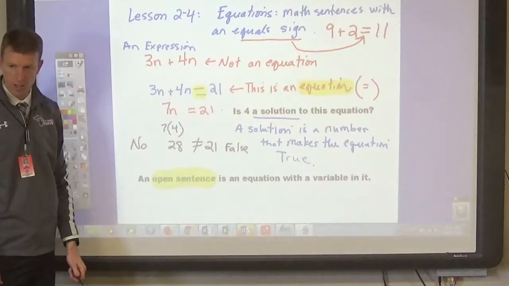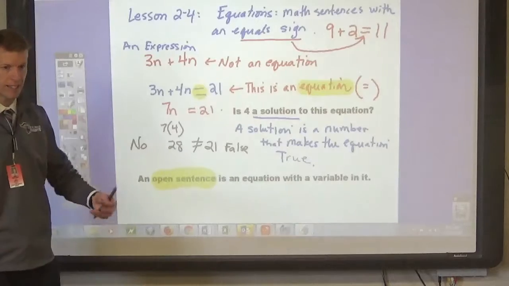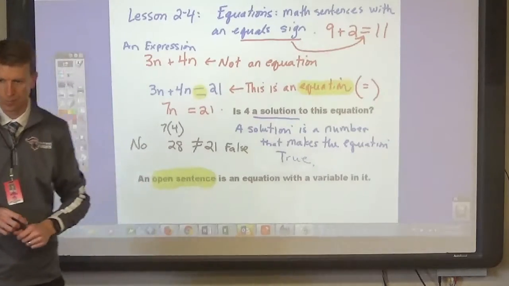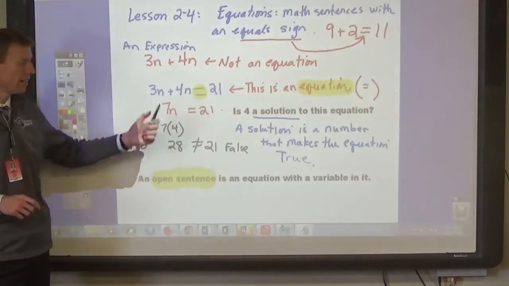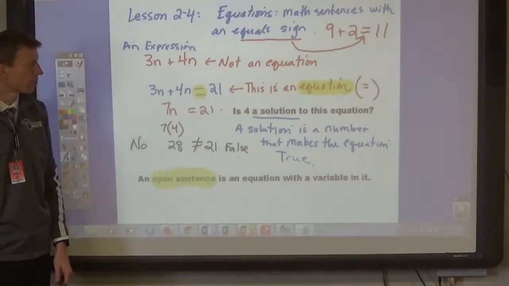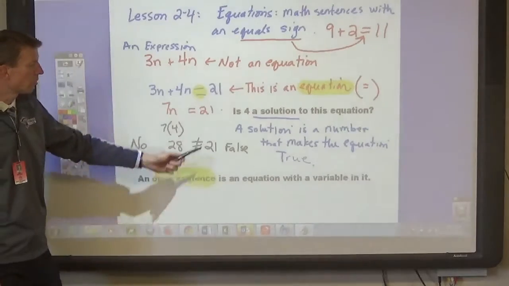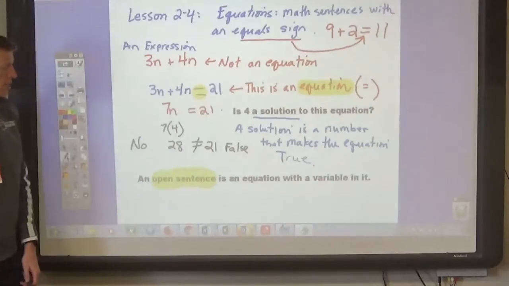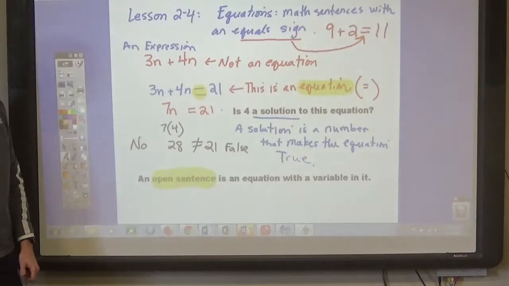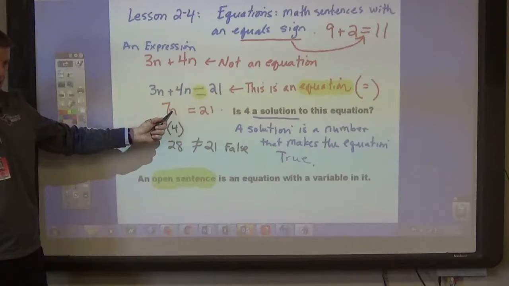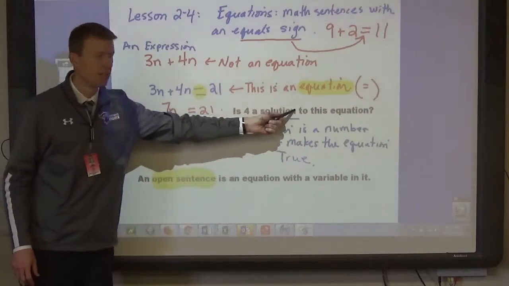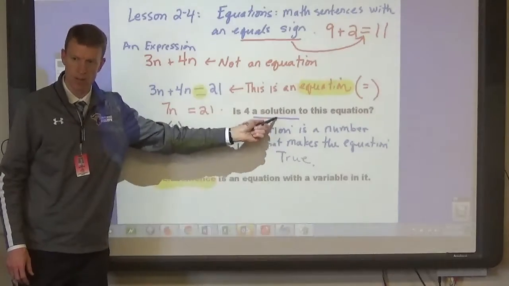Okay? A false equation means that one side is not equal to the other side. A true equation means that one side is equal to the other side. So a solution to an equation is a number that makes the equation true. Finding the number that would work for n to make the equation true is called the solution. Okay?